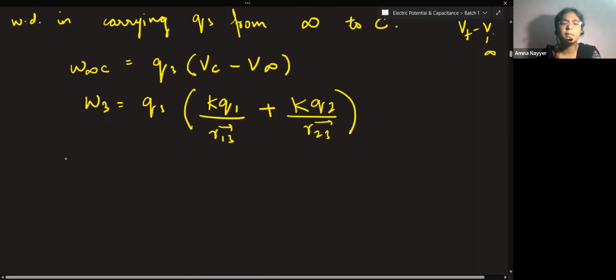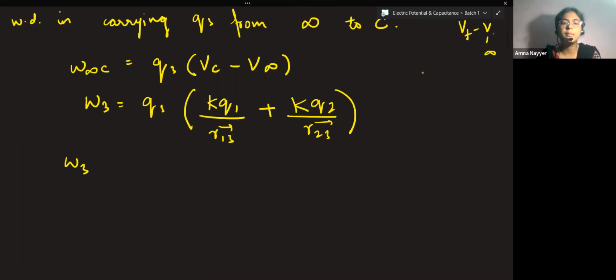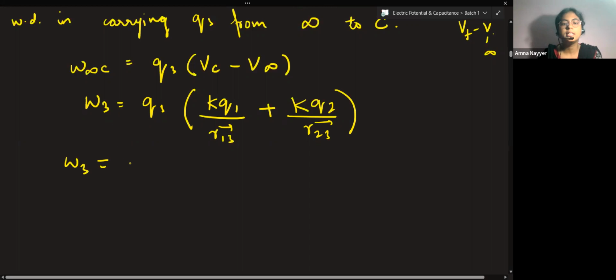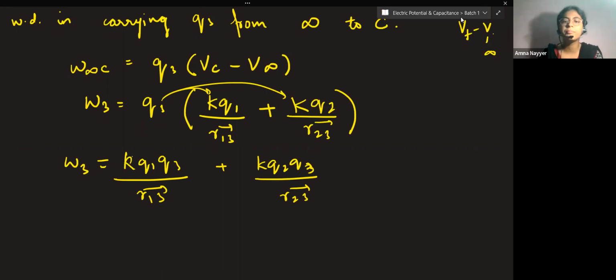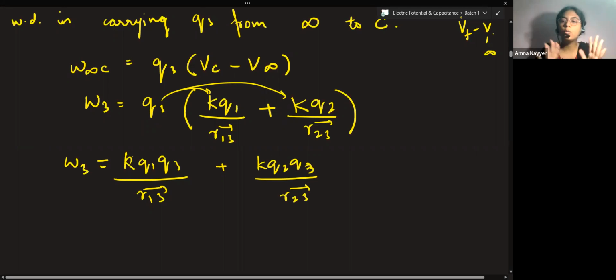So if you multiply it, this will be K Q1 Q3 divided by R13 plus, I'm just multiplying it, opening the brackets, K Q2 Q3 divided by R23. This will be the potential energy. This will be the work done. Are you all satisfied with this?